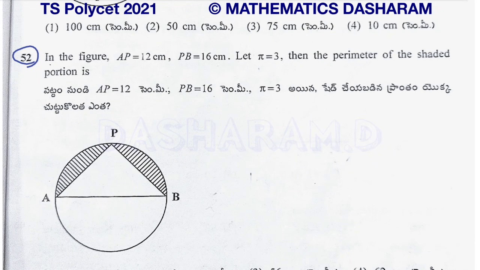Next to question number 52. In the figure AP 12, PB 16, pi value 3. See here given that pi value 3. Then the perimeter of the shaded portion is. See in this diagram the shaded portion. First of all, do you know about the angle P? This is a semicircle. Yeah, this portion is a semicircle. Angle in a semicircle is 90 degrees. It is one of the properties. So here angle P 90.